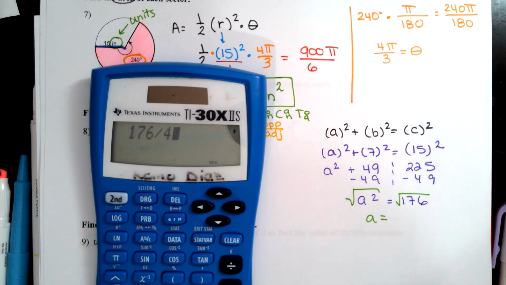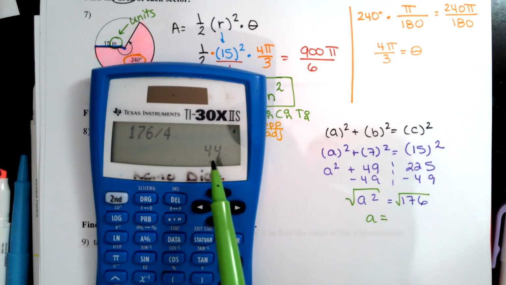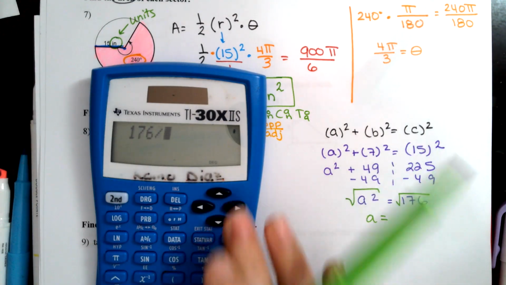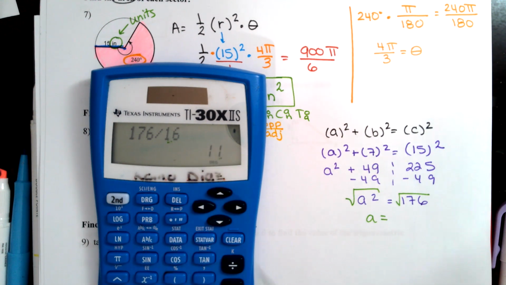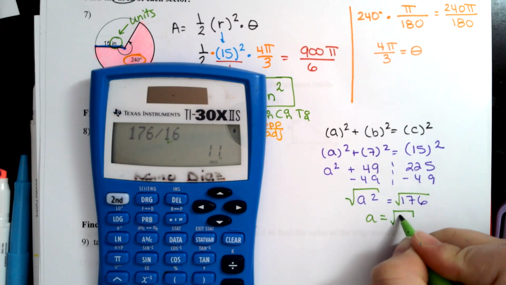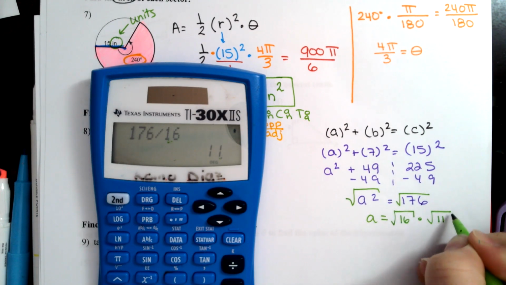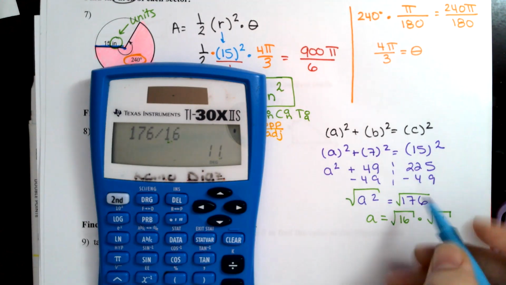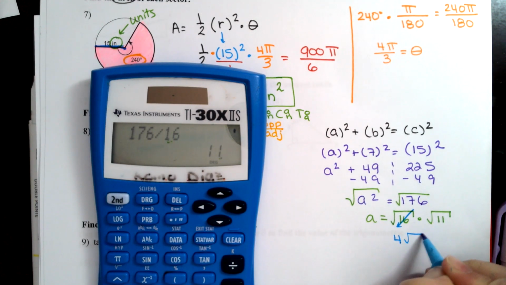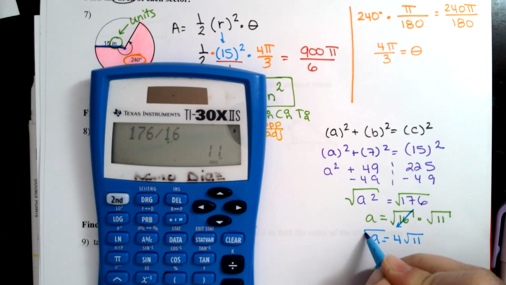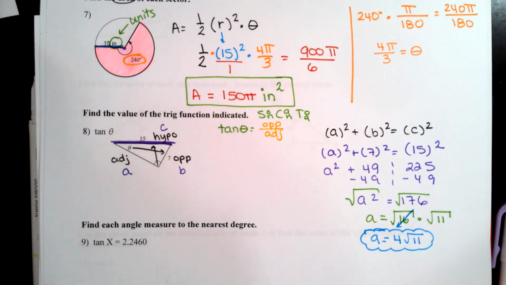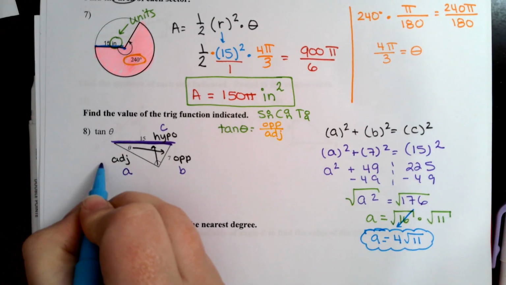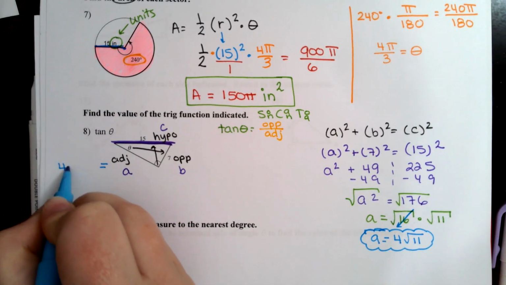So for example, 4 is a perfect square. However, I can still remove another perfect square from that, which is another 4. So I'm going to try 16. 16 is a perfect square. 11 cannot be simplified. So we're going to break this apart into 16 times 11, both square rooted. That means the square root of 16 is 4, so 4 root 11 is what we have here. If you do not simplify your radicals, that will be wrong. So my adjacent is 4 root 11.